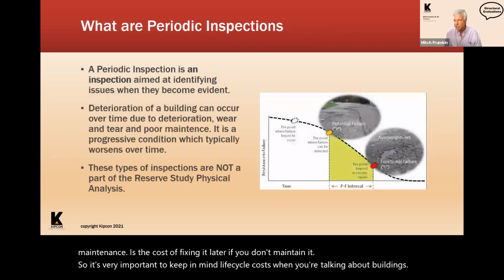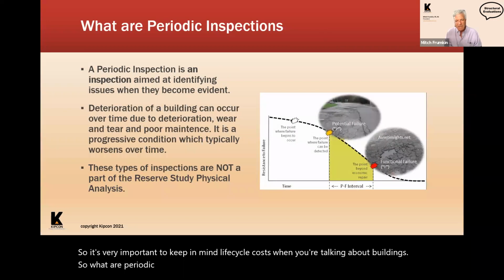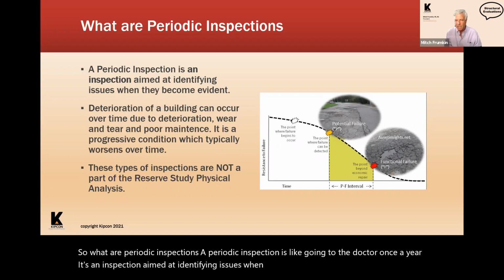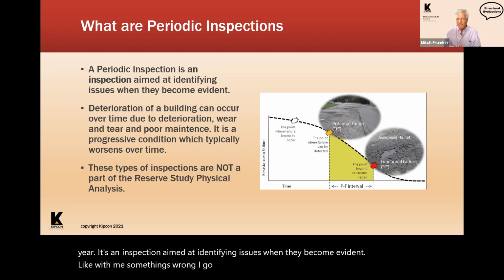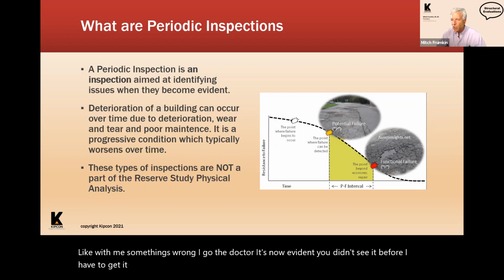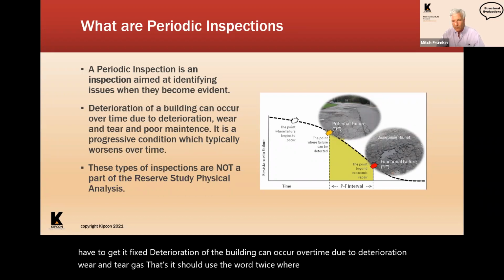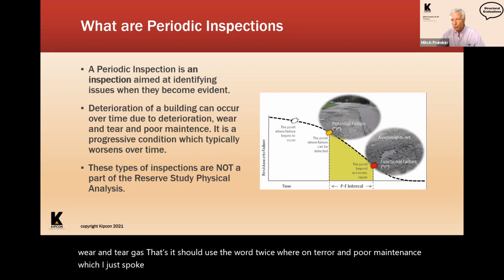So what are periodic inspections? A periodic inspection is like going to the doctor once a year. It's an inspection aimed at identifying issues when they become evident. Like with me, something's wrong, I go to the doctor, it's now evident, you didn't see it before, I have to get it fixed. Deterioration of a building can occur over time due to wear and tear and poor maintenance, which I just spoke about. It is progressive, which typically worsens over time. And again, I mentioned reserve studies.